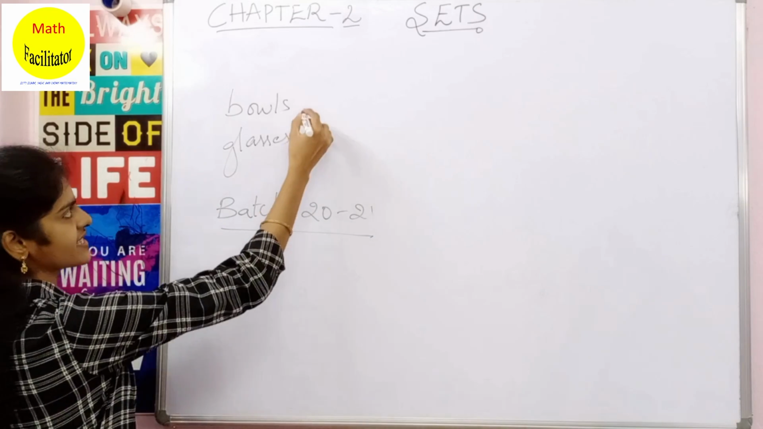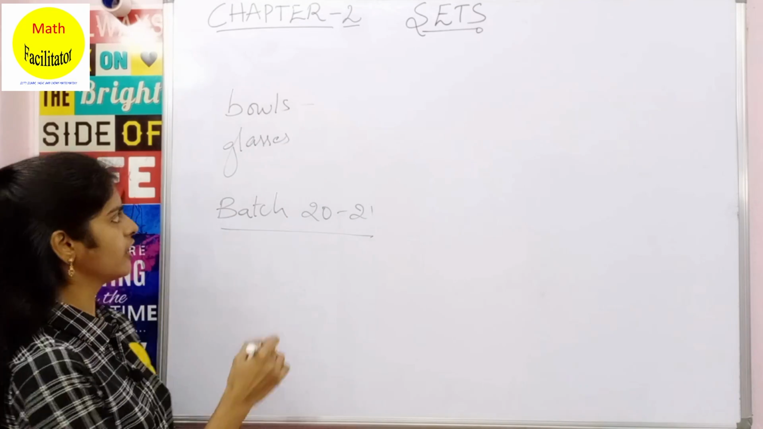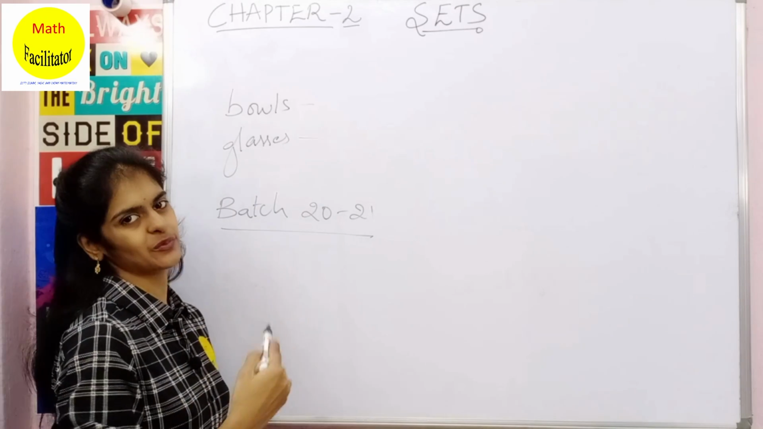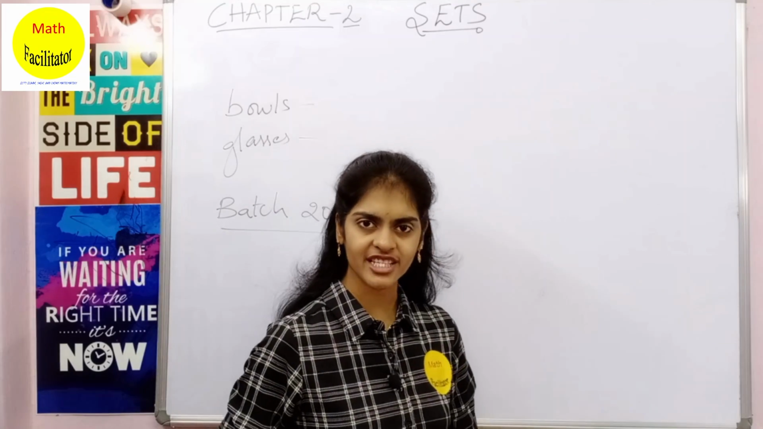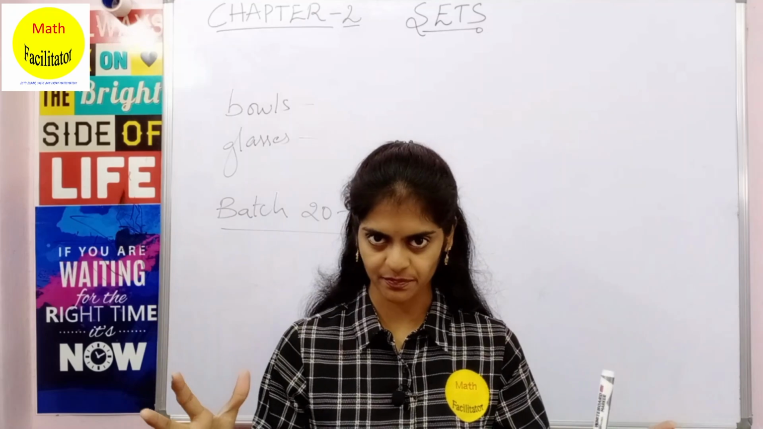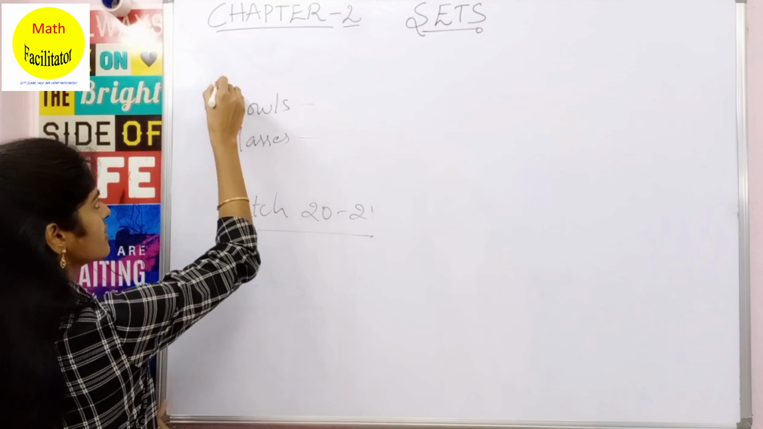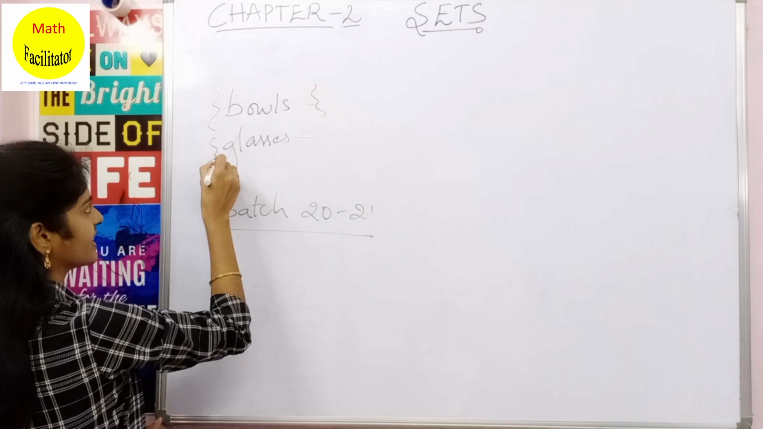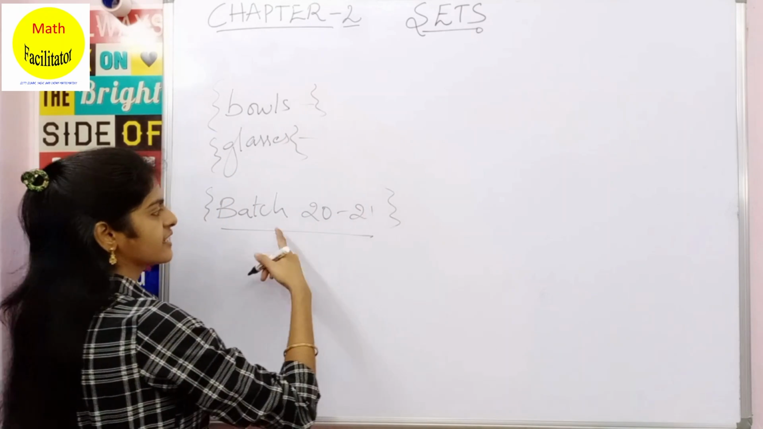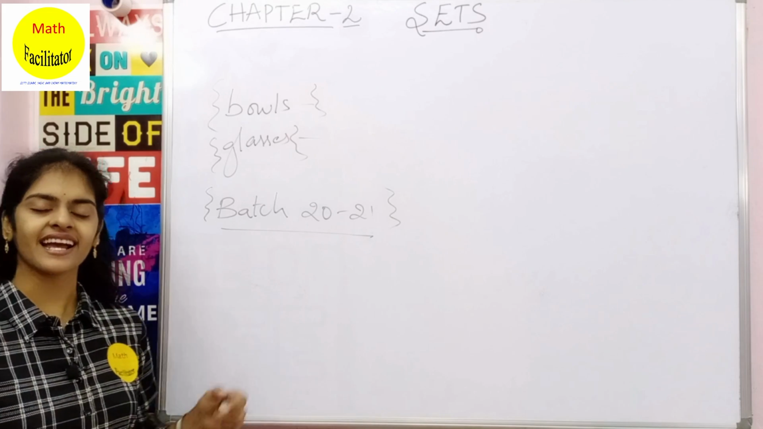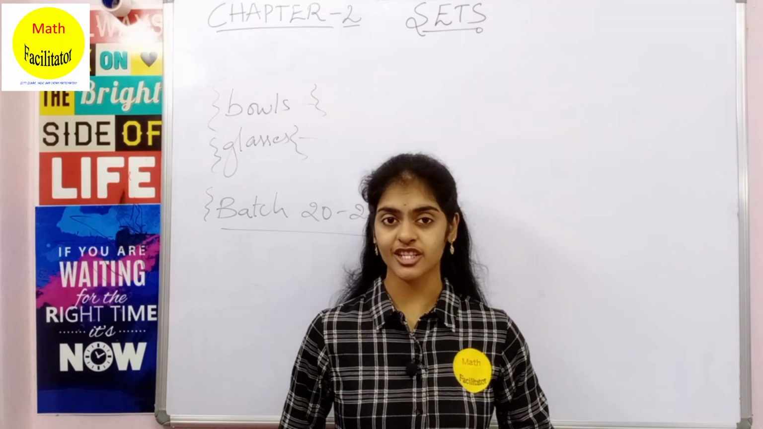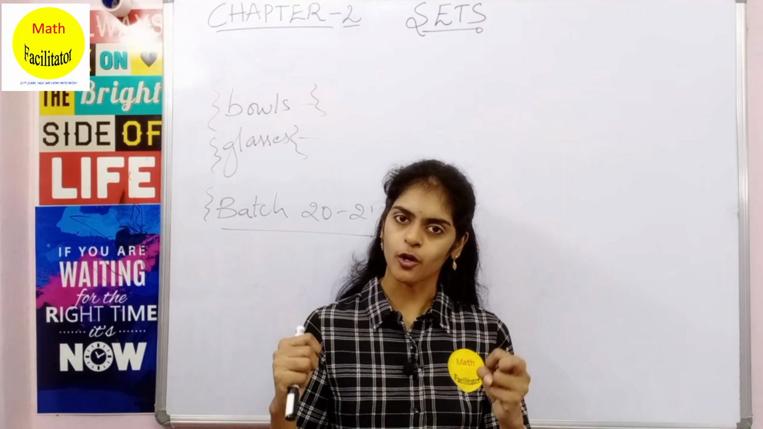So here also you can see all the bowls have a common property, all the glasses have a common property. Yes, and all of you have a common property. So now all the things which have a common property are brought together and written as one set. Okay, so you can see all the bowls are written as one set, all the glasses are written as one set, and all of you, batch 2021 students of class 10, are written as one set. Clear? So this is nothing but a set. A set consists of a collection of things which have some common property with them.